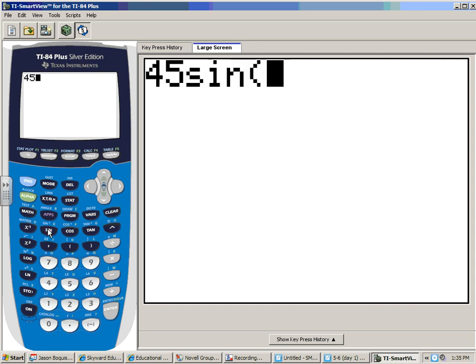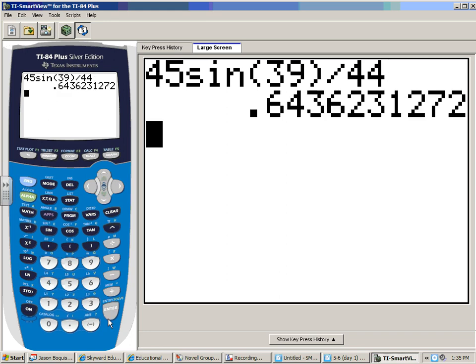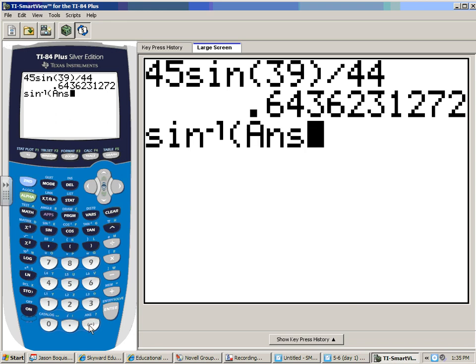45 sine of 39, close off that parenthesis, divided by 44. Right? This should give you some decimal, but it's not going to give me the answer. This is going to give me the ratio of those sides. Which, remember, those came out to be decimals a lot. And so that is what sine of y equals. So I have to take the arcsine of that. The easiest way to do that is go arcsine, and then all of these calculators have this ANS button on it. What that'll do is take that decimal and throw it right in there for you so that you don't have to write it down.